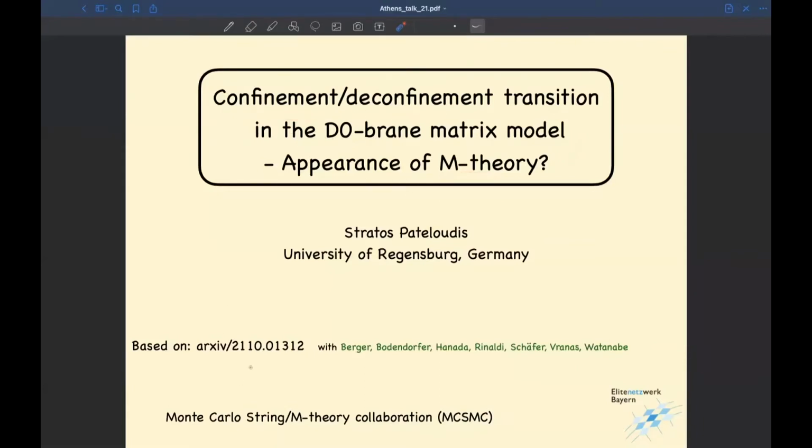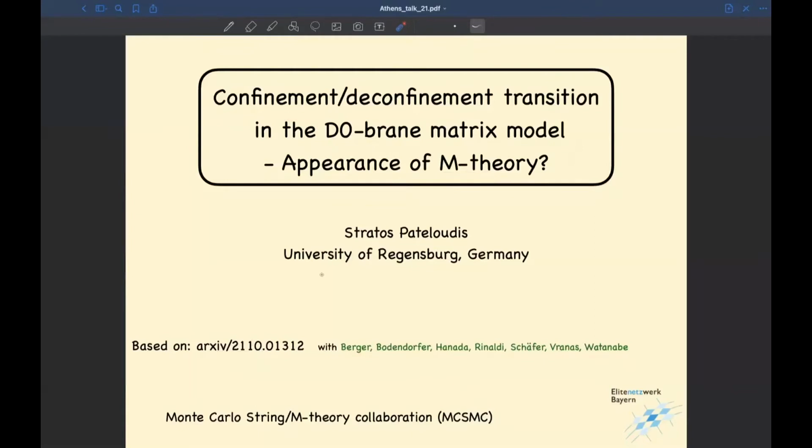This work appeared on arXiv under this number, with my collaborators, whom from now onwards we will call ourselves SMC, from Monte Carlo String M theory collaboration.